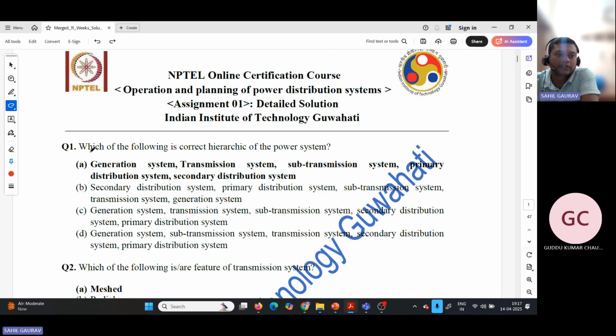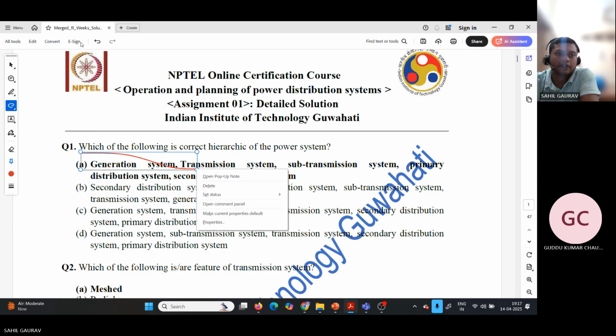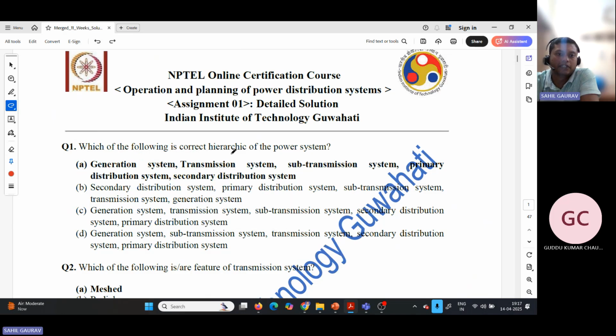If you see the first problem, which of the following is the correct hierarchy of the power system? From the top, first generation system comes, then transmission system, sub-transmission system, primary distribution system, secondary distribution system. So it is quite an easy one.